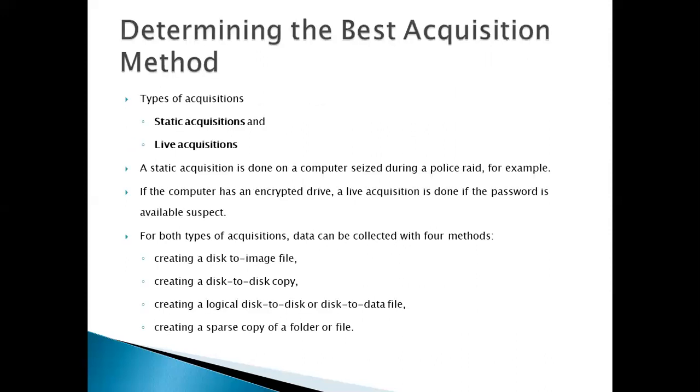Okay, so we have learned about the storage formats. Next, storage methods, that is, acquisition methods. There are two types of acquisition: static and live acquisition. Static means it is done on a computer seized during a police raid. Suppose the police seize a computer, the computer data will be copied right there. That is called a static acquisition.